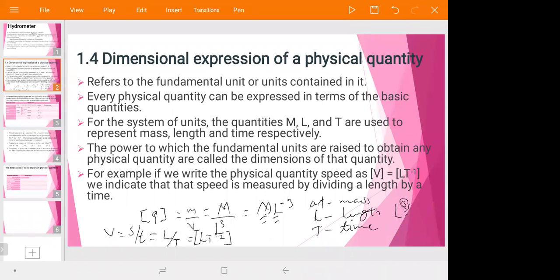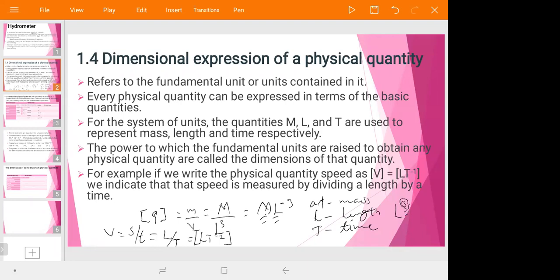Under dimensional expression of a physical quantity, you must know the basic units contained in that physical quantity. That means depending on the unit of that physical quantity, you must know the basic units that exist in any derived physical quantity.